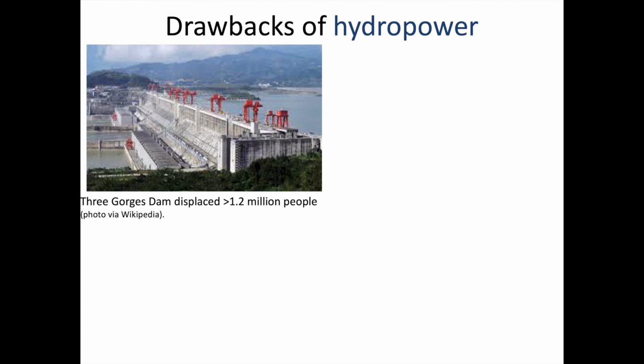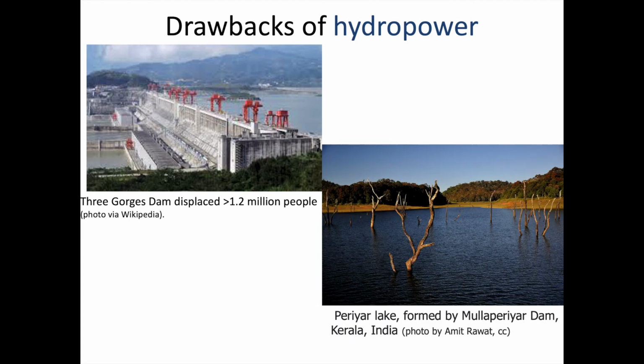Flooding the land can result in methane releases as vegetation decomposes at the bottom of the reservoir, and as more organic matter is washed into the reservoir over time. Methane is a powerful greenhouse gas, and this is particularly a problem in tropical areas. And that's where future large dams are most likely to be built.